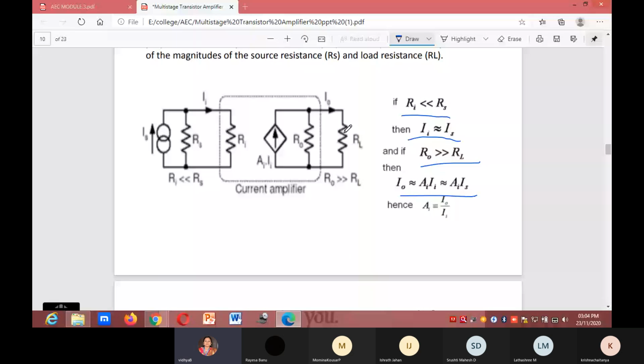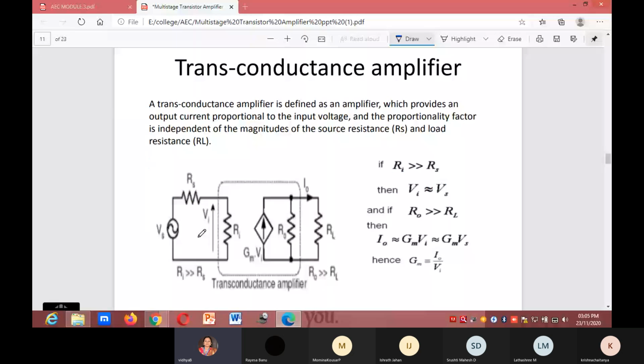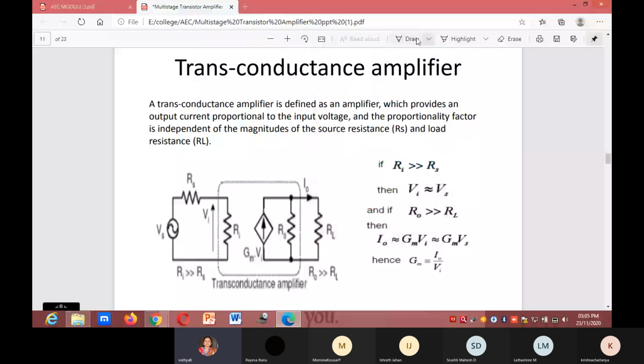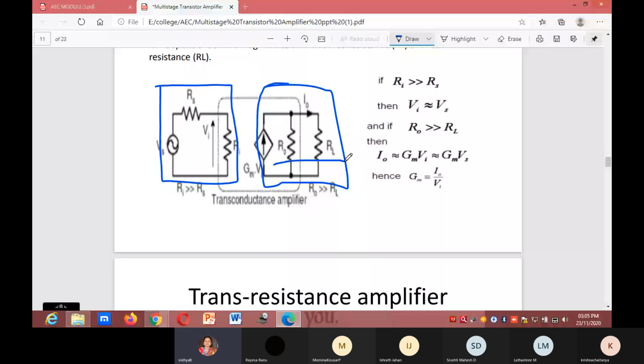Next, transconductance amplifier. Transconductance means the input is voltage and the output is current. Here the input is voltage and the output is current. You can observe here, on this side we consider voltage and on this side current. Two resistors are in parallel on the current side. Here Ri is greater than Rs.